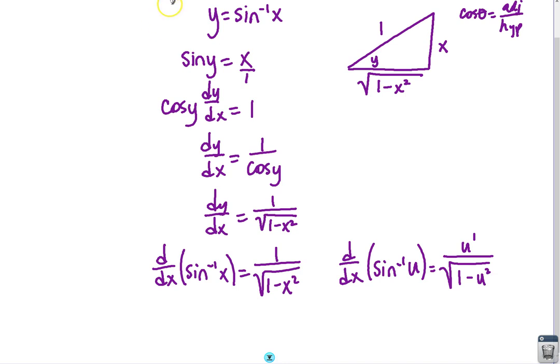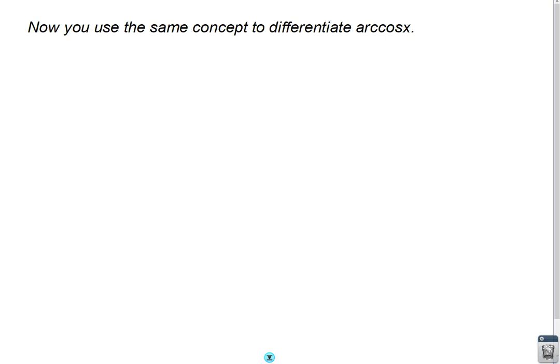Okay? What I want you to do next is pause the video and try to do the same thing for arc cosine, okay? I'm going to go ahead and work it all the way out real quick. But I'm not going to explain all the steps to this one because it's very similar to the last one. So I want you to pause the video, try it on your own, and then just push play and see if you get the same thing that I have.